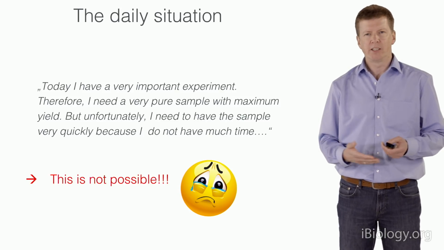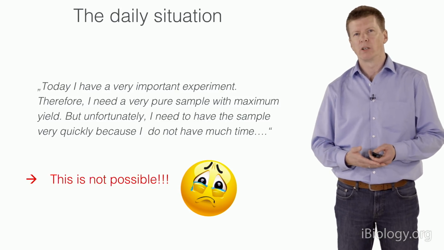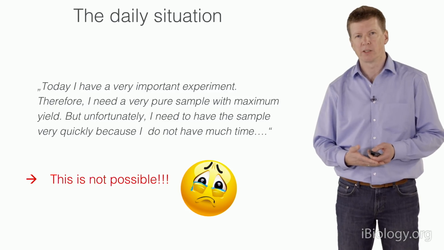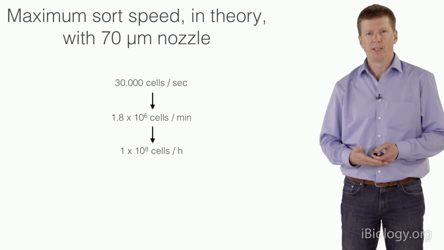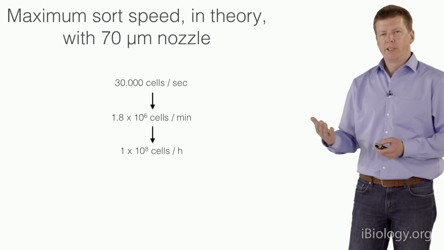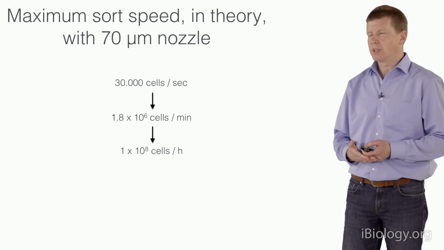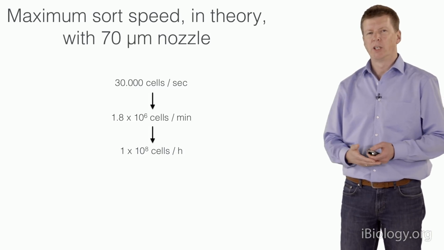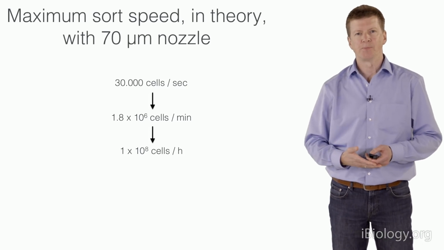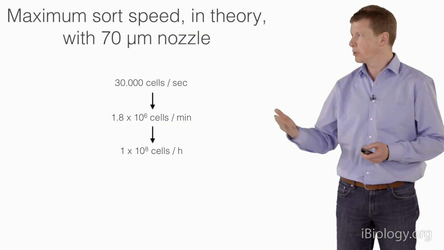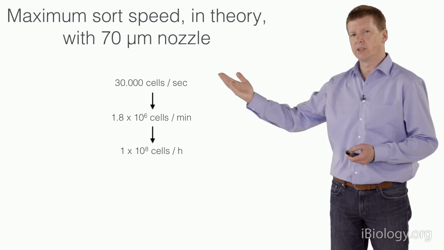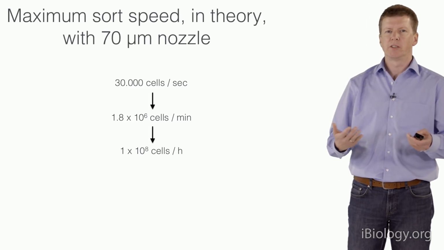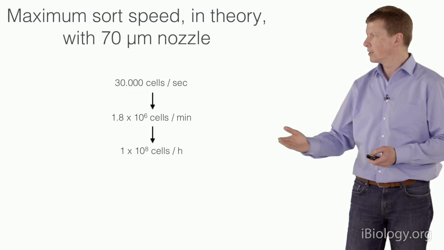So to understand this, we will first have a look at what realistic sort speeds are and how fast we can go. We already saw that with a smaller nozzle, like a 70 micron nozzle, we can generate more drops. So with 90,000 drops, we can run about 30,000 cells per second. This gives us 100 million cells per hour.